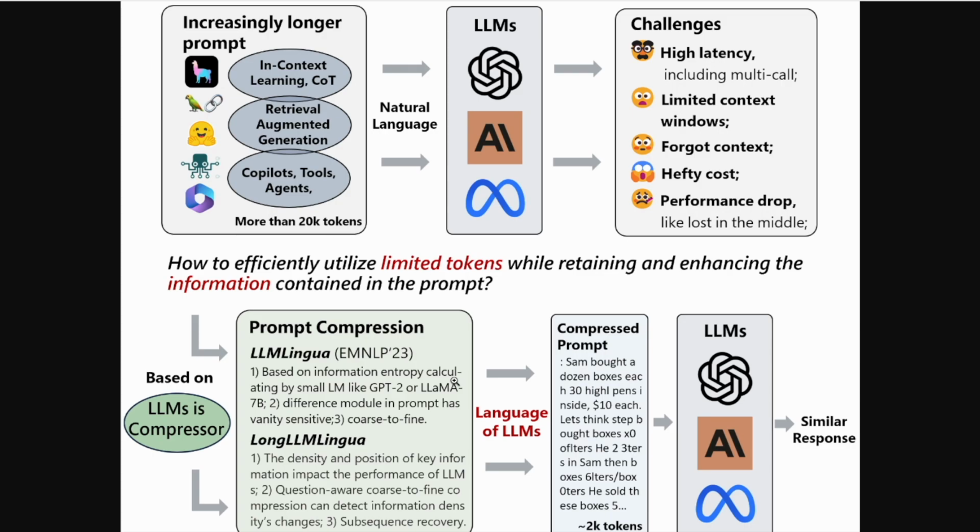LLMLingua offers an efficient solution to compress prompts by up to 20 times, enhancing the utility of LLMs. First, cost savings, which reduces both prompt and generation length. Second is extended context support, which enhances the support for longer context, mitigates the lost in the middle issue, and improves overall performance. And third one is robustness, so no additional training is needed for LLMs.